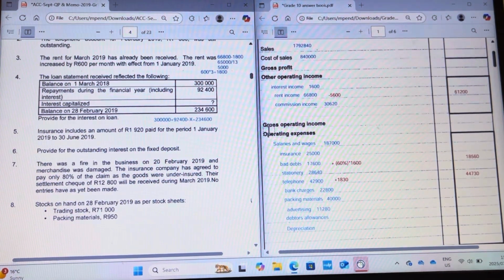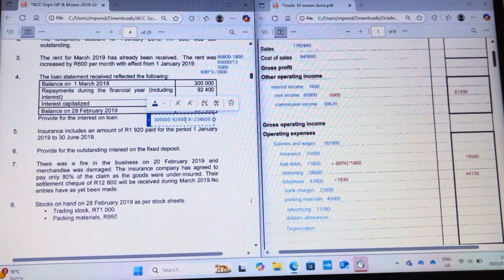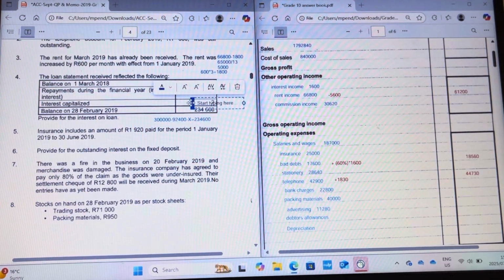But wait, did you see the trick there? We made a mistake. This is supposed to be a subtraction because these are repayments. Then that will alter your interest expense and give it the value of 27,000.